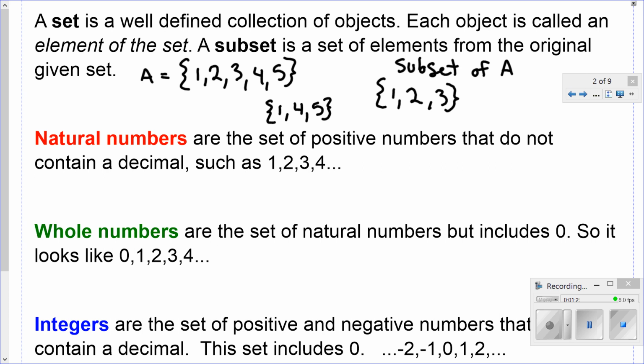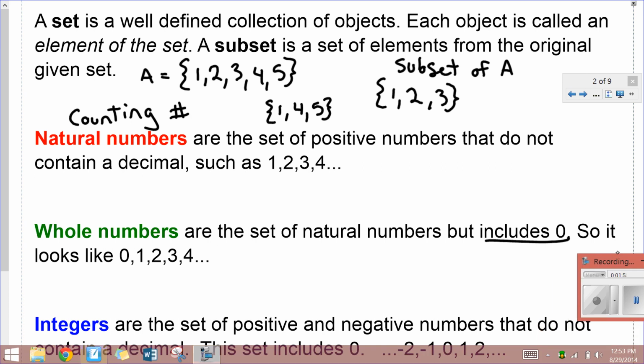Natural numbers are the set of positive numbers that do not contain a decimal, such as 1, 2, 3, 4, 5, 6. Basically, these are the counting numbers that you learned when you were in, let's say, kindergarten. You learned to count with the natural numbers. Whole numbers are the same thing as the natural numbers, except it contains 0. 0 is included. 0, 1, 2, 3, 4, 5. One way to think about that is that there's an O in the word whole, so it contains 0.